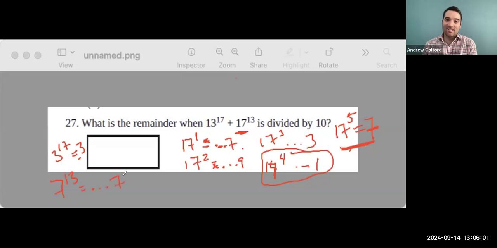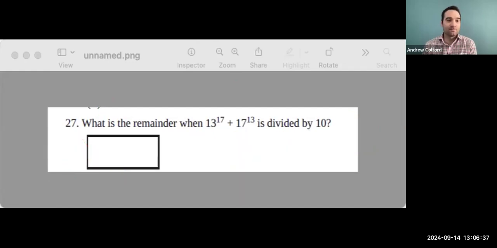So I have 3 to the power of 17, which ends in a 3, a big number that ends in a 3. I have 17 to the power of 13, a big number that ends in a 7. If I add those together, the units digit is going to be 0. And if I divide that by 10, the remainder of a number that ends with 0 is going to be 0. Okay. And again, Elaine, if you have follow-up questions on that, we can talk separately. Okay. Let's see what's next.